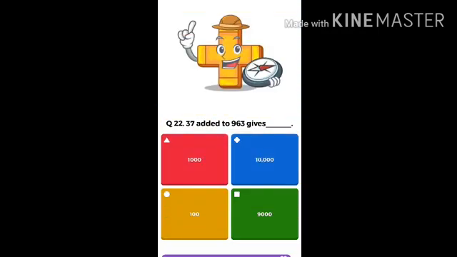37 added to 963 gives dash. Now add 963 and 37, and the answer is 1000.